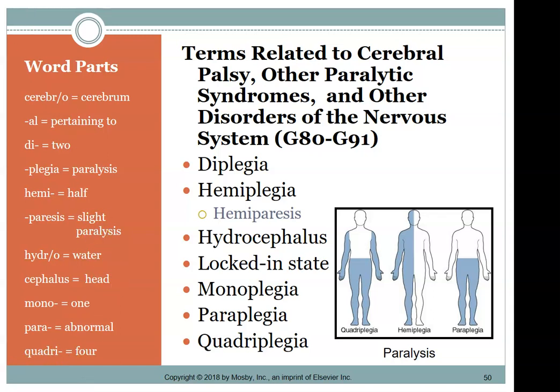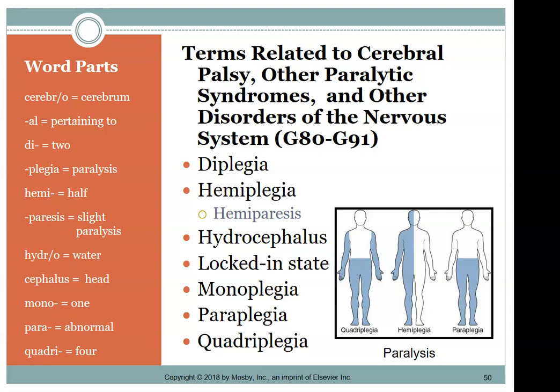Terms related to cerebral palsy, other paralytic syndromes, and other disorders of the nervous system, codes G80 through G91. Paralytic conditions are generally described by the suffixes plegia, meaning paralysis, which means the loss of muscle function, sensation, or both, and paresis, meaning a slight paralysis. These conditions are usually further described by the area of the body affected. Diplegia, di means two, is a paralysis of the same body part on both sides of the body. Hemiplegia, hemi, which means half, is paralysis on the left or right side of the body.